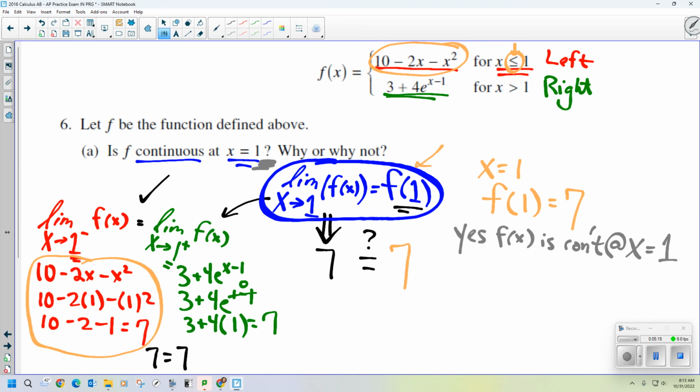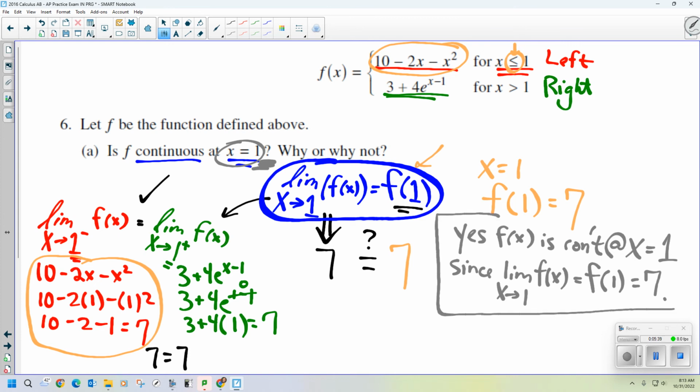I'm going to be specific, okay, because they asked me at x equals 1. Now, why or why not? Since the limit as x approaches 1 of f of x is equal to f of 1, which is 7. Okay, that is a fantastic response for this question. The work is done. It is all shown.